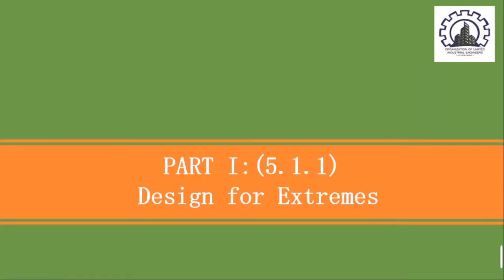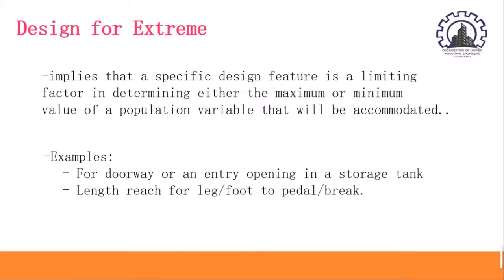Design for extremes. Designing for most individuals is an approach that involves the use of one of three different specific design principles, as determined by the type of design problem. Design for extremes implies that a specific design feature is a limiting factor in determining either the maximum or minimum value of a population variable that will be accommodated.